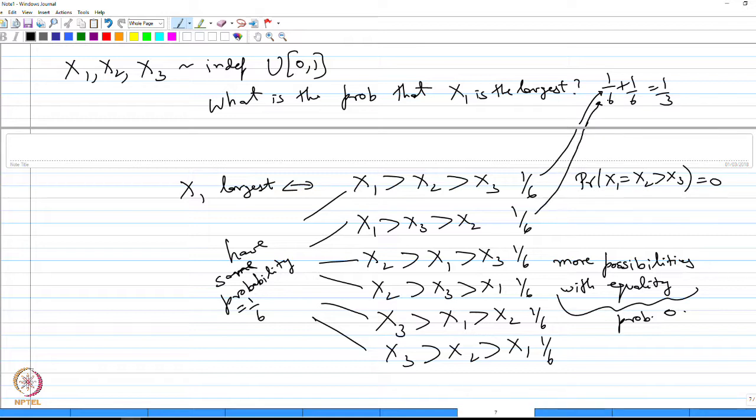You can also ask any other question. For instance, what's the probability that x1 is in the middle? x1 is sandwiched between x2 and x3. So you see that is again 2 cases.